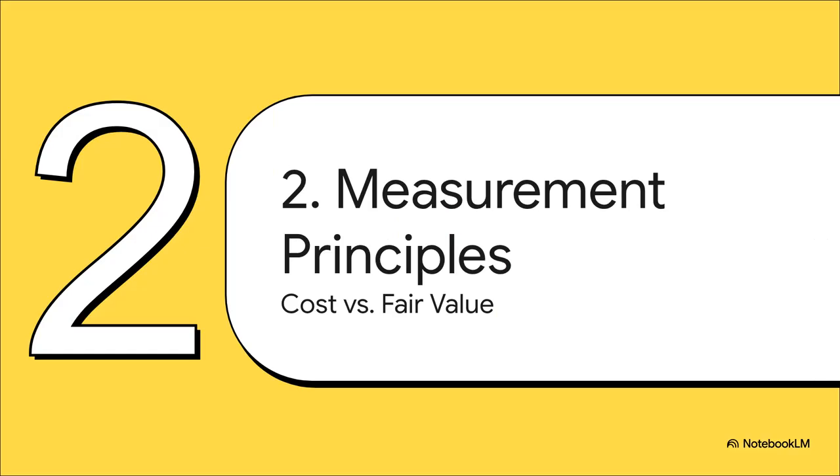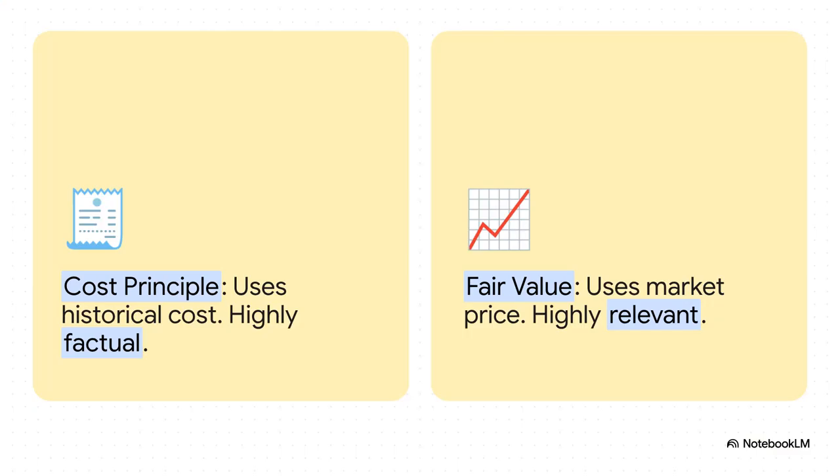Let's move to Section 2, Measurement Principles, Cost versus Fair Value Valuation. Okay, so when a company buys an asset, what number do we actually write down on the books? We've got 2 main contenders, and understanding this trade-off is absolutely crucial. The cost principle, which you'll also hear called the historical cost principle, says you record assets at exactly what you paid for them. It is strictly factual.